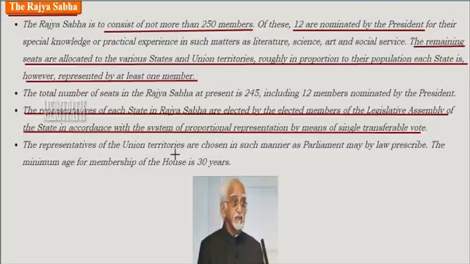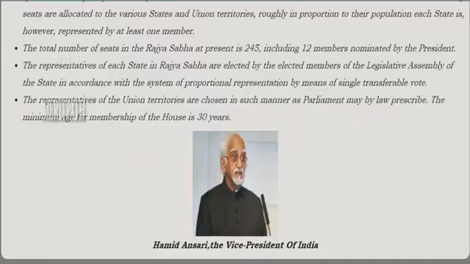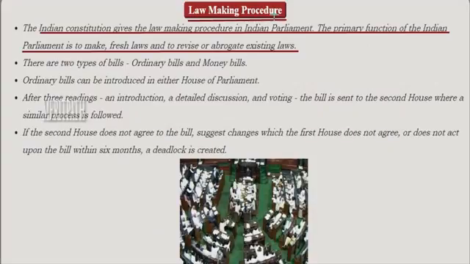The representatives of each state in Rajya Sabha are elected by the elected members of the Legislative Assembly of the state in accordance with the system of proportional representation. Law-making procedure. The Indian Constitution gives the law-making procedure in the Indian Parliament. The primary function of the Indian Parliament is to make fresh laws and to revise or abrogate the existing laws.